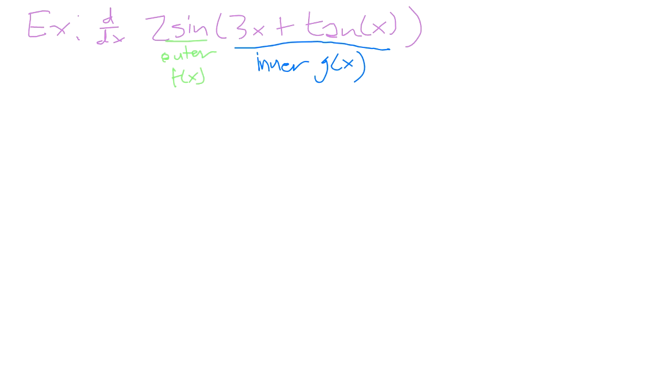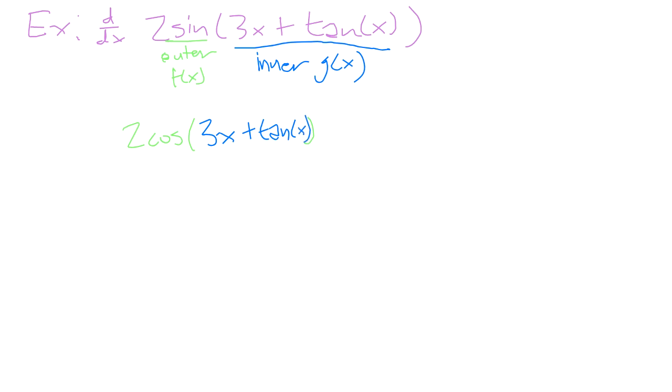So if we take the derivative of sine of x, that's going to be cosine. We take the derivative of 2 sine of x, that's going to leave us with 2 cosine of x. But since this is chain rule, instead of x, we're going to have that full function that we have inside. So it's going to be 2 cosine of 3x plus tangent of x.